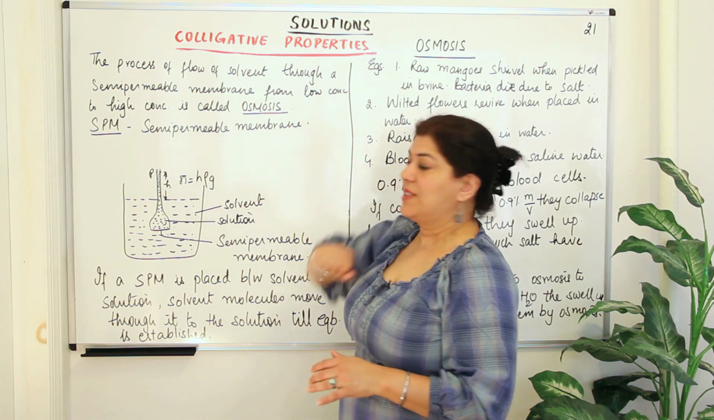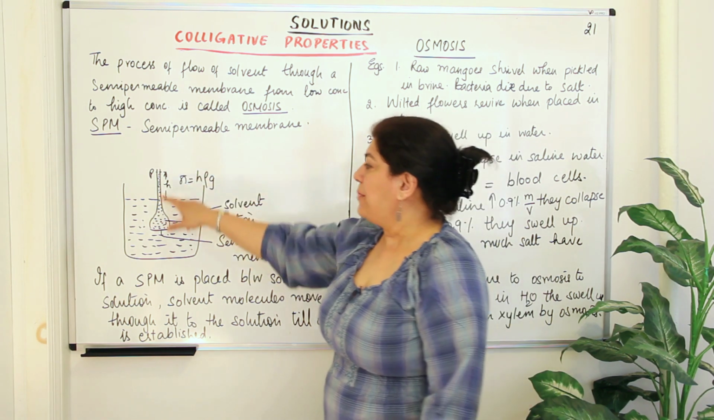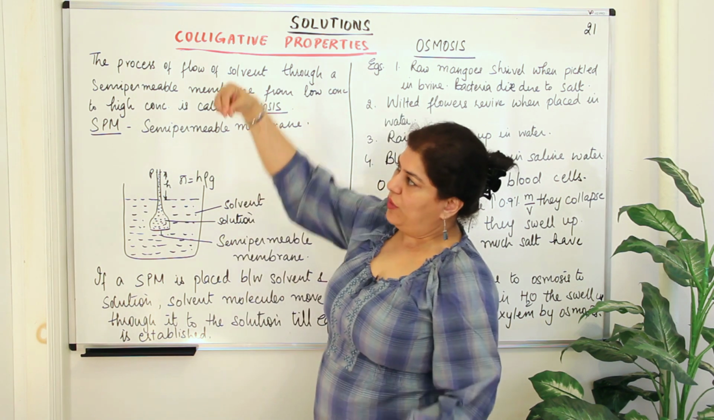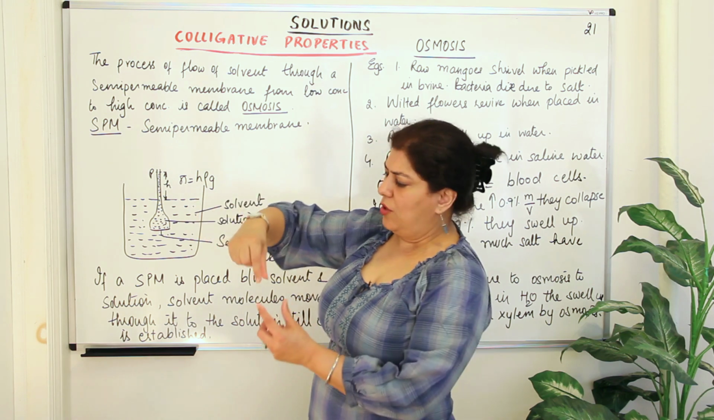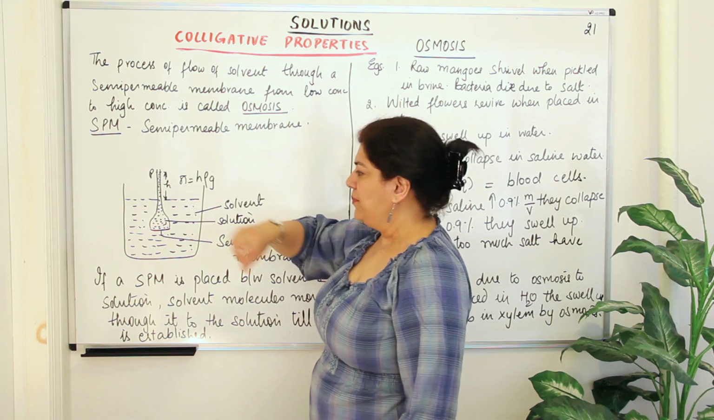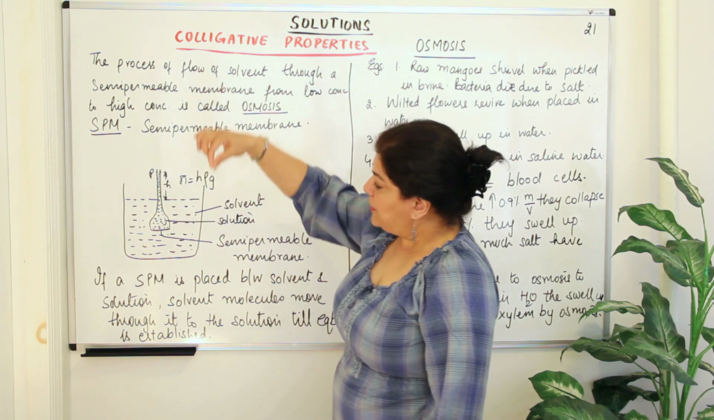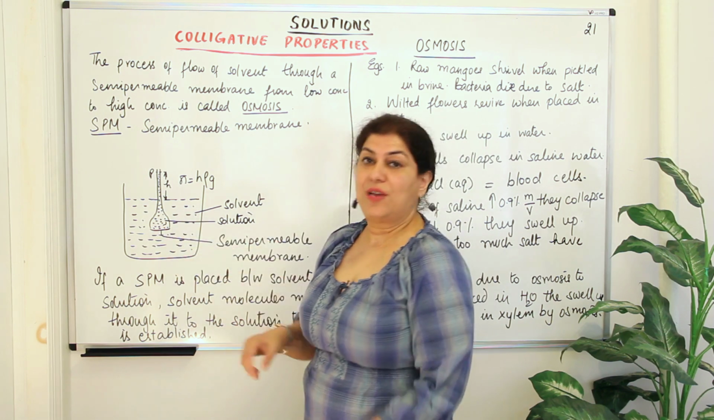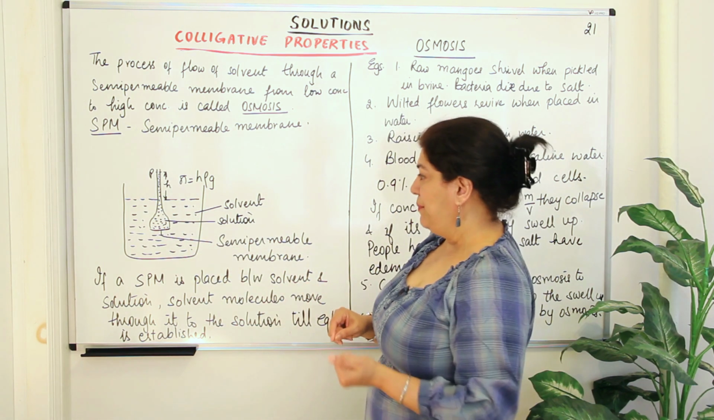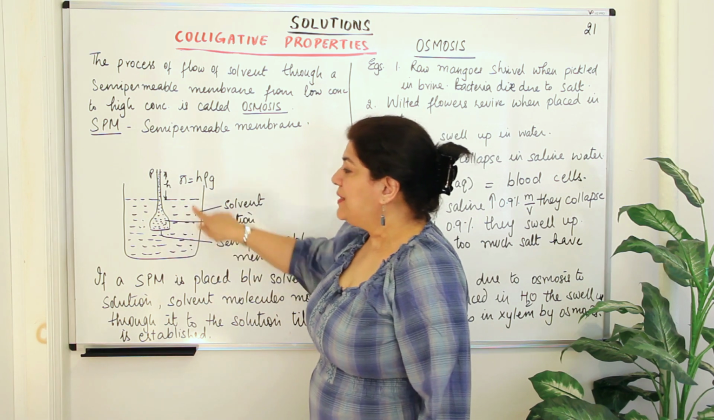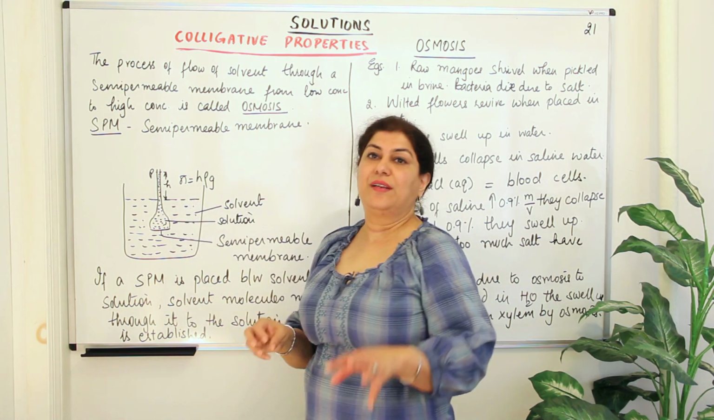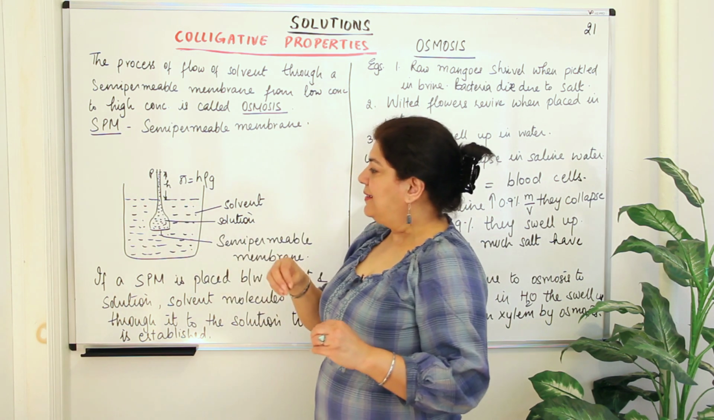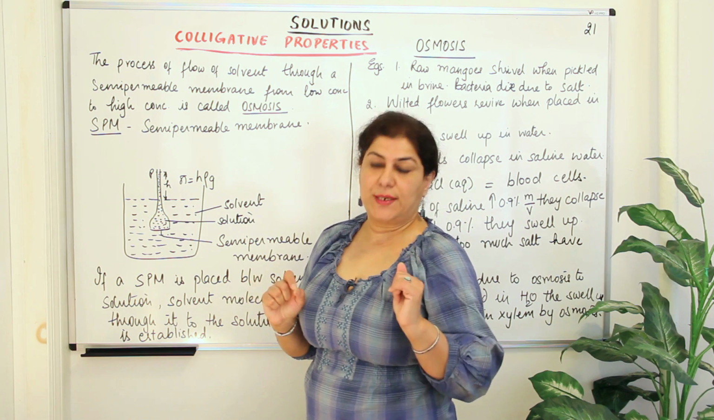I just explained to you what a semi-permeable membrane is. Here's an example or an experiment. If you take a thistle funnel, a funnel with a long tube, a glass funnel, and you invert it, the mouth of the thistle funnel is covered by a semi-permeable membrane. And we dip it into a solvent, and inside the thistle funnel we have a solution. Let us say we have water in the beaker, and inside the thistle funnel we have a little salt in water.